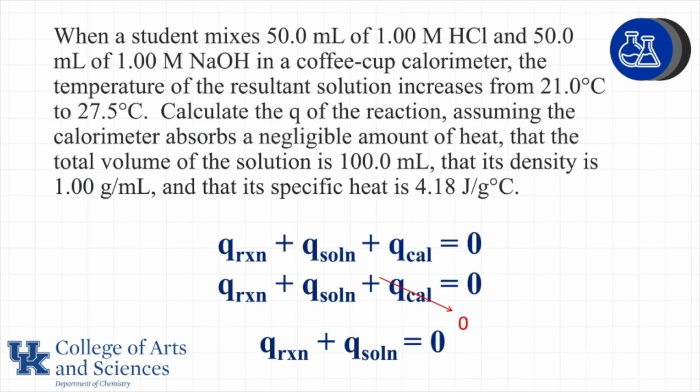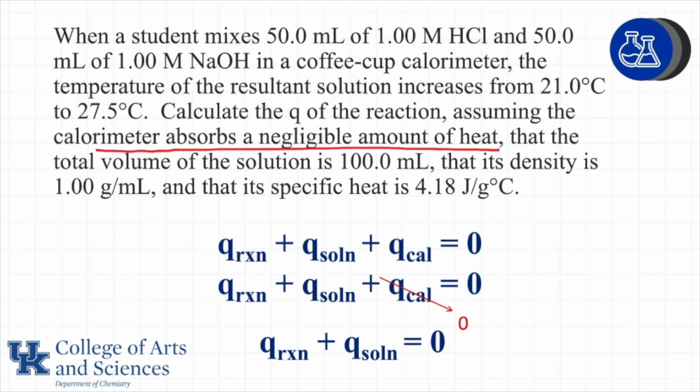When a student mixes 50 milliliters of 1.00 molar HCl and 50 milliliters of 1.00 molar NaOH in a coffee cup calorimeter, the temperature of the resultant solution increases from 21 degrees Celsius to 27.5 degrees Celsius. Calculate the Q of the reaction, assuming the calorimeter absorbs a negligible amount of heat, that the total volume of the solution is 100 milliliters, that its density is 1 gram per milliliter, and that its specific heat is 4.18 joules per gram degree Celsius. Note when we're dealing with dilute aqueous solutions, we can use the density and specific heat for water.